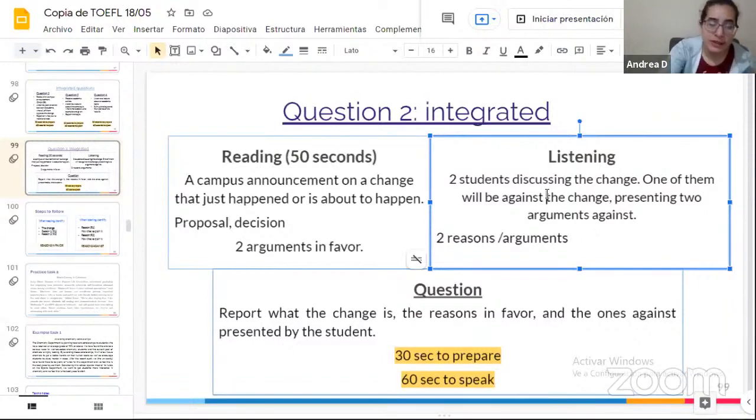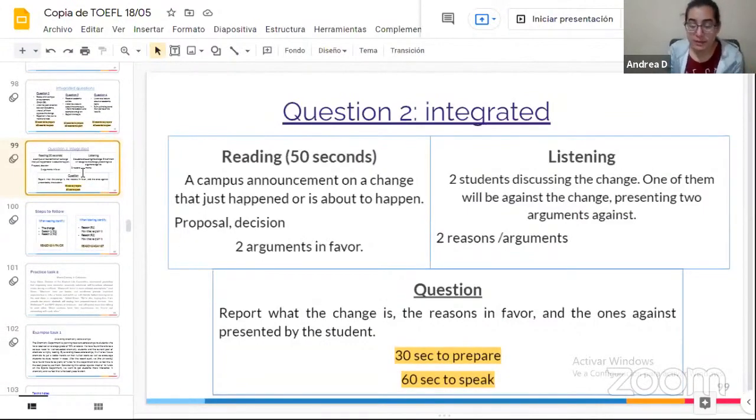Before we look at the example, any questions so far, mainly about the structure, the timing, or how it works in the test? Any technical questions?